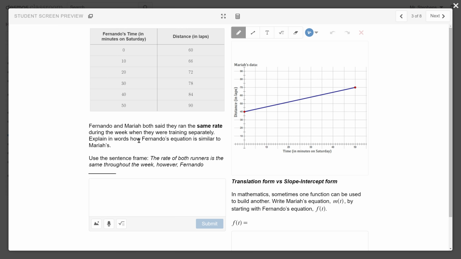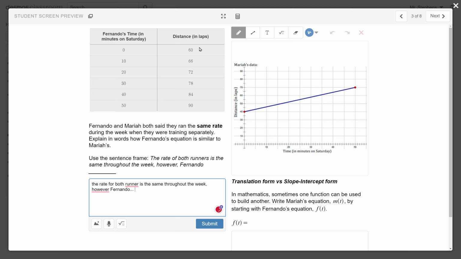Fernando and Maria both said they ran the same rate during the week when they were running separately. Explain in words how Fernando's equation is similar to Maria's. Use the sentence frame. The rate for both runners is the same throughout the week. However, Fernando.